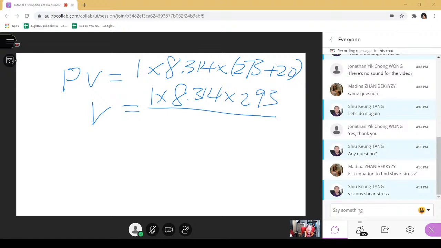Now the pressure is 0.9 megapascal, so it's 0.9 times 10^6 Newton per square meter. Now we convert everything into SI units before we do the calculation, otherwise we will be in trouble. And the volume of the gas is 0.027 cubic meter, right? Let's do some calculations.